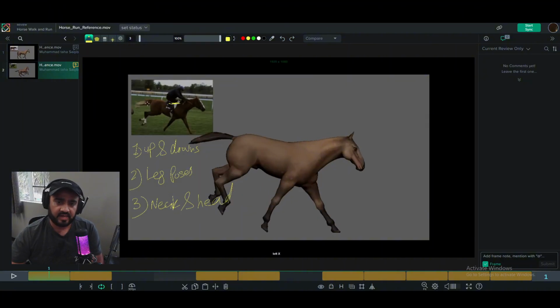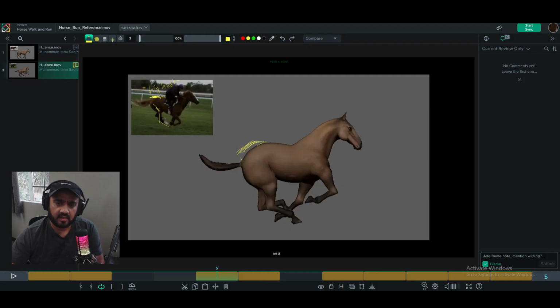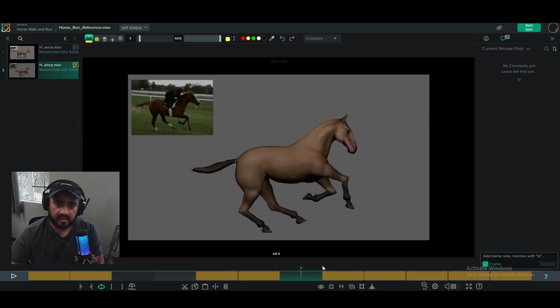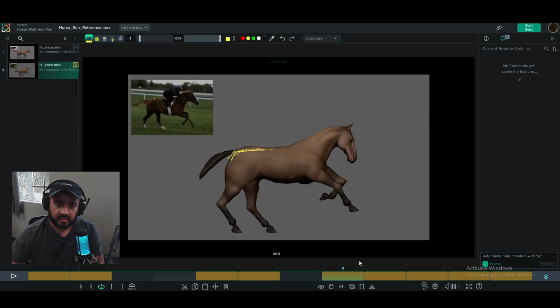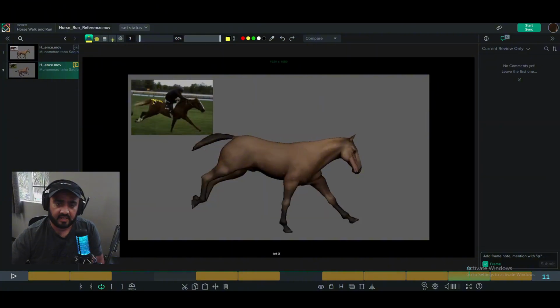As we can see in our reference, when we analyze that, we can clearly see that the highest point is over here. This one is the highest point. And then when we go through, this might be the lowest point of the character. And when he pushes off, we can see clearly the hip is moving up.